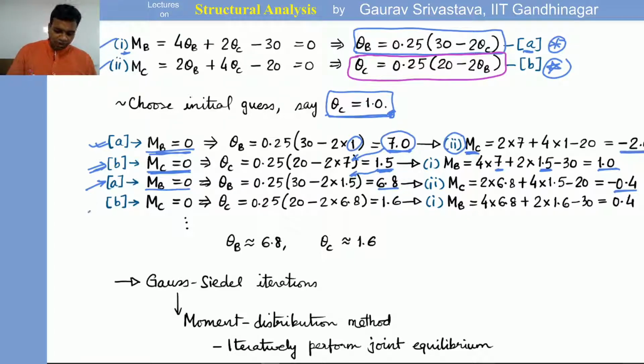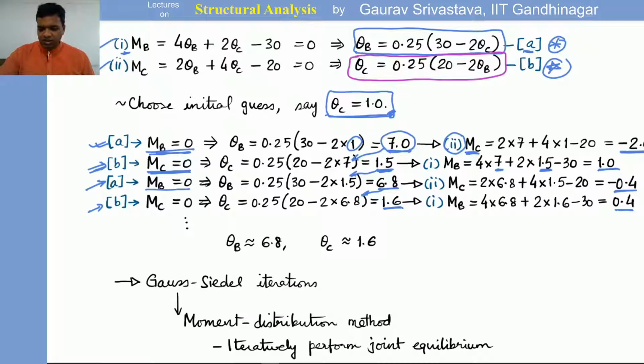Then we again go back to the MC equation. We put this 6.8 there and find a new value for theta c. Now MB becomes unbalanced. So what we can notice here are a few things.